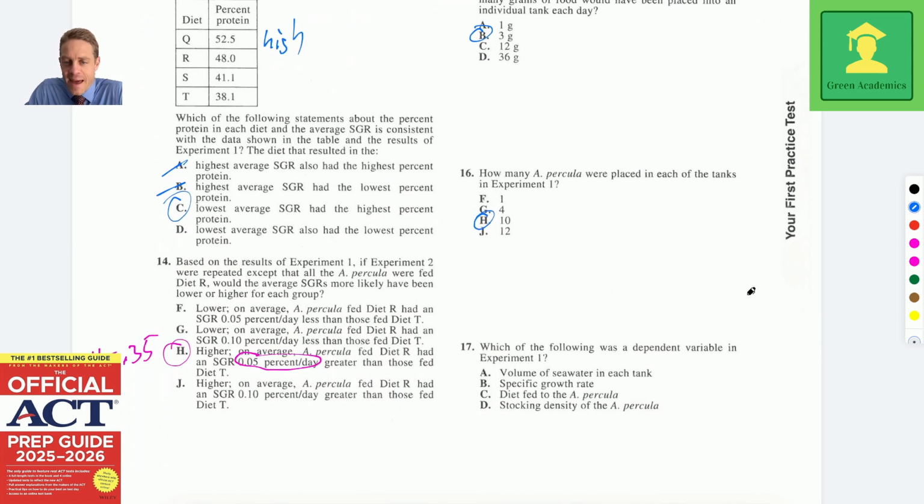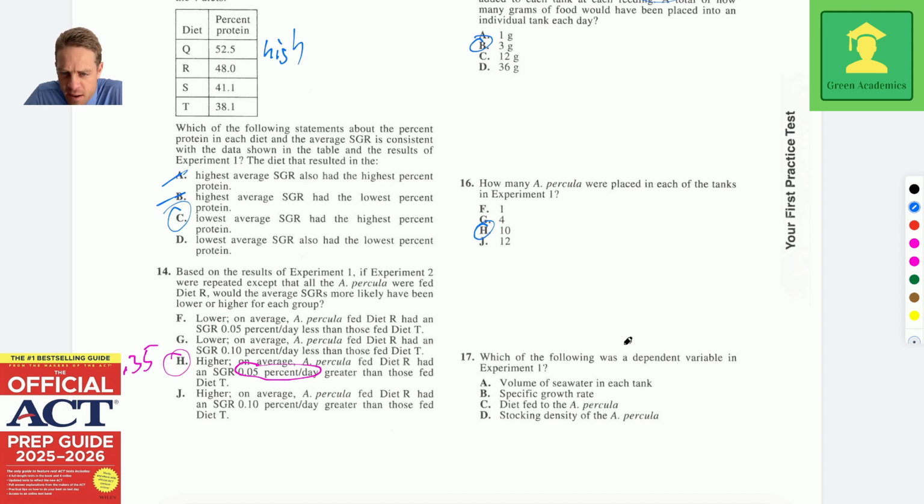Which of the following was a dependent variable? So you're expected to know this from how science works. I always say that dependent means it depends on how you set it up. So independent is what you deliberately set up, what you deliberately manipulate, and dependent is effectively what you're measuring, what the outcome is. So it must be the growth rate, right? That's what you're actually determining. This you deliberately set up, this you deliberately set up, and this you deliberately set up.